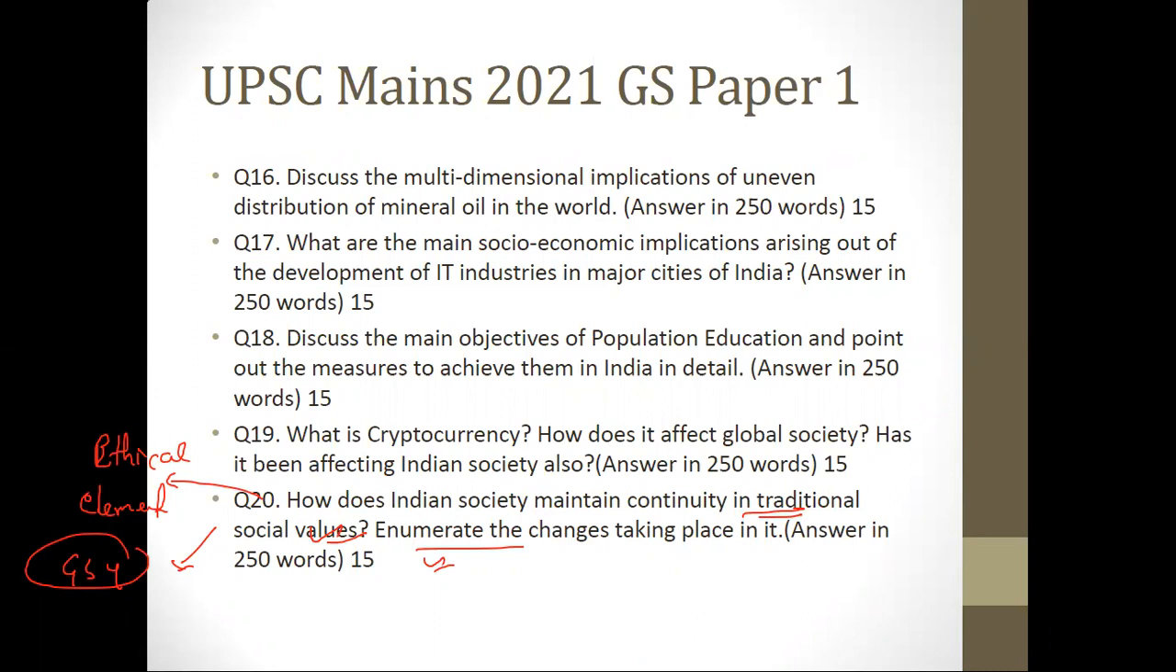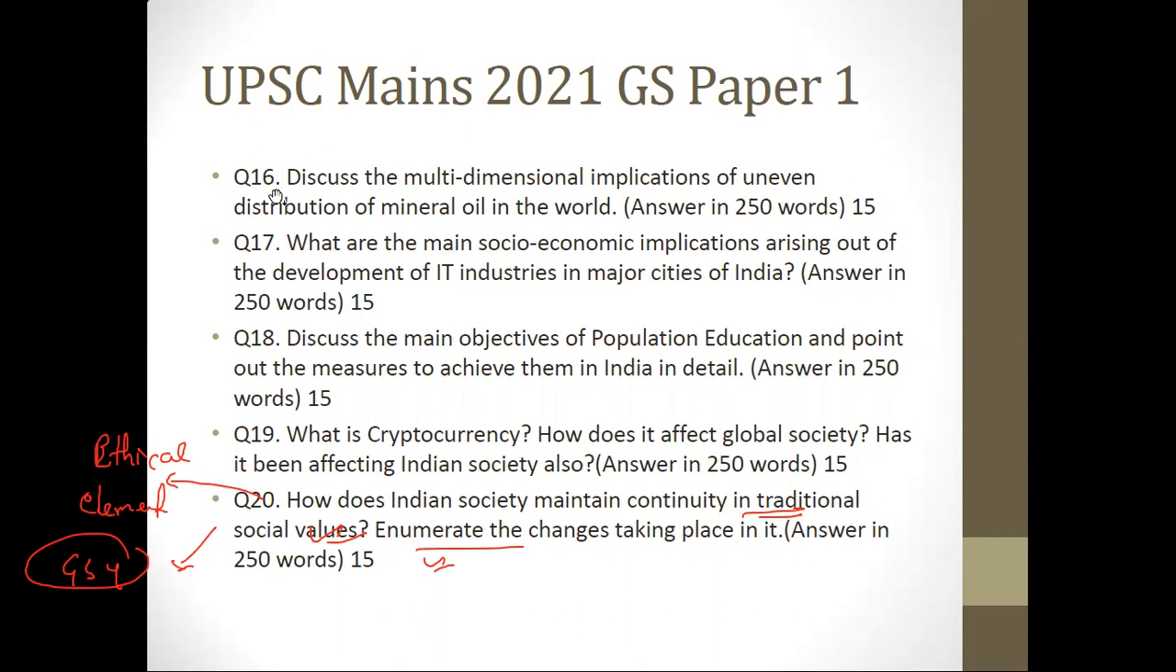So we want to continue the good social values. Most of them are awesome, but not so awesome. Like Sati Pratha, it was also a traditional social value, but it was not an awesome social value. So we had to get rid of it. So you have to be very, very balanced here in writing this answer, because if you don't maintain that balance, you will say something and the meaning will be something else entirely.